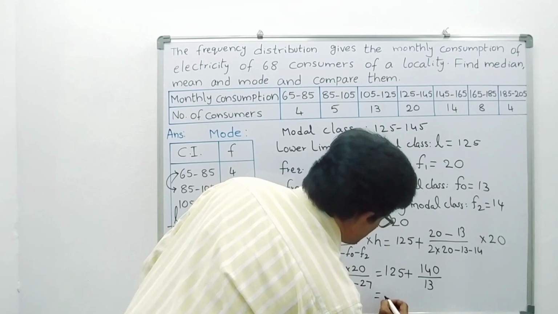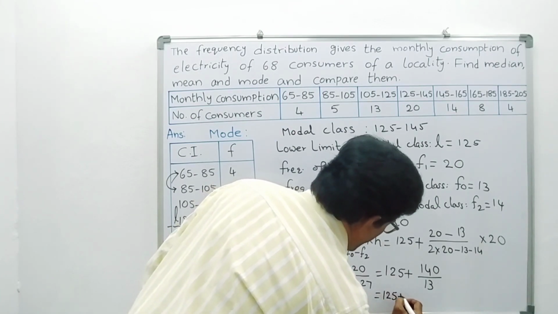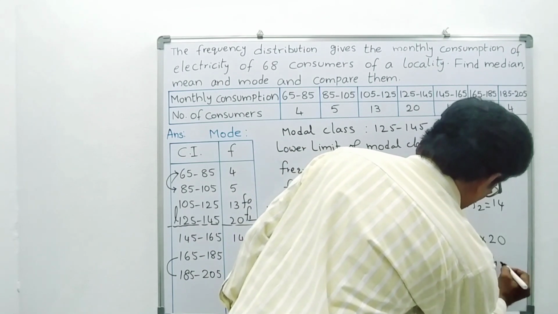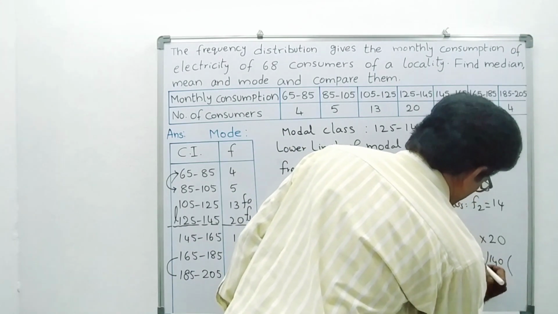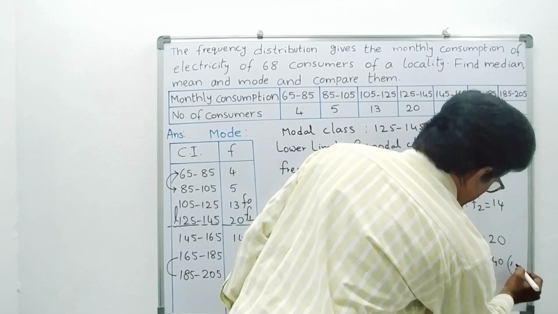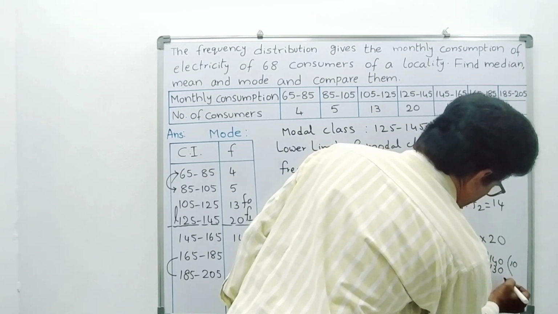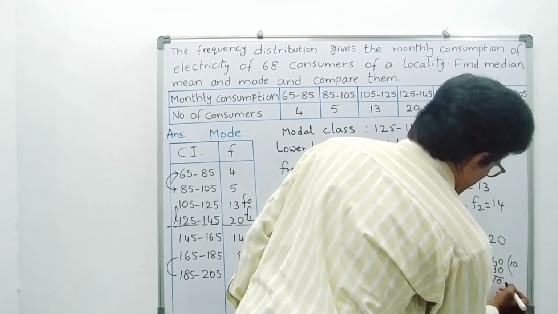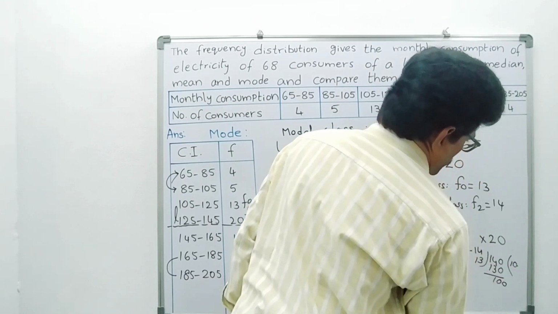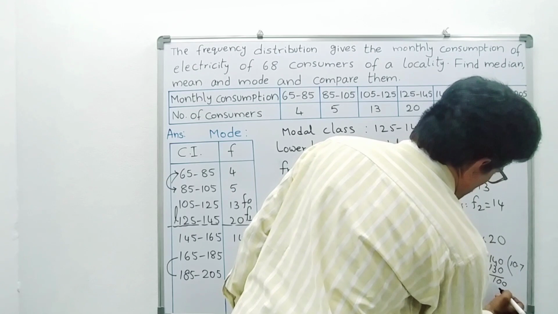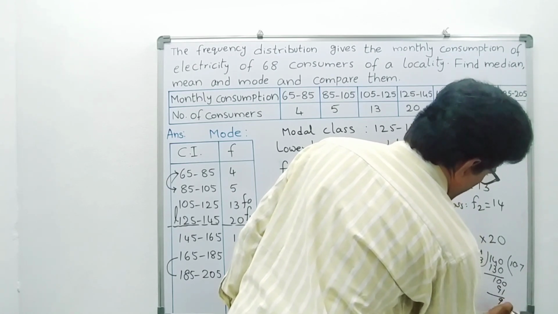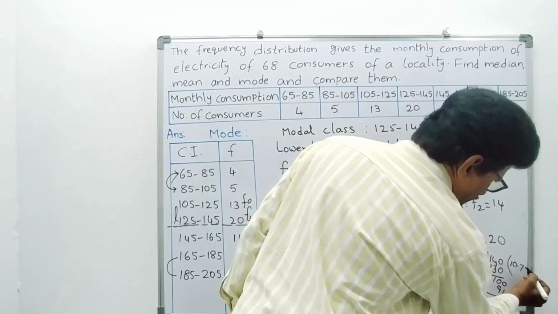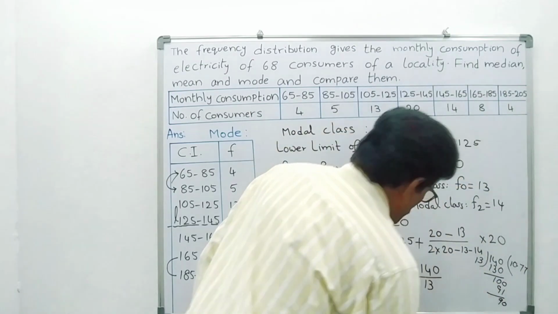That equals 125 plus, we will check how much this is: 140 by 13. 13 tens are 130, directly I am writing. So 10 is divided, put the decimal point here. Now take 0. 13 sevens are 91. Once again 90. So how much am I taking?